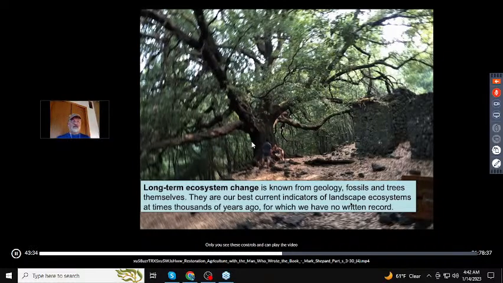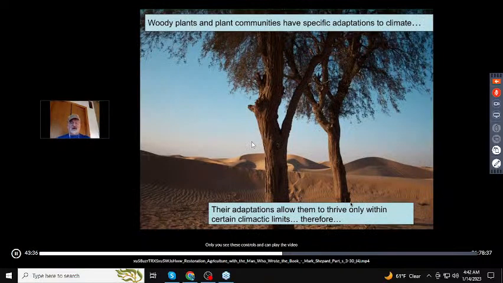I'd already said this, that plants have specific adaptations to climate. Those adaptations allow them to thrive only within certain climatic limits. So these trees right here, you will not see these trees growing in a tropical rainforest. They're not adapted to it. They have very narrow leaves, probably very waxy leaves. They probably have lots of thorns to prevent browsing.